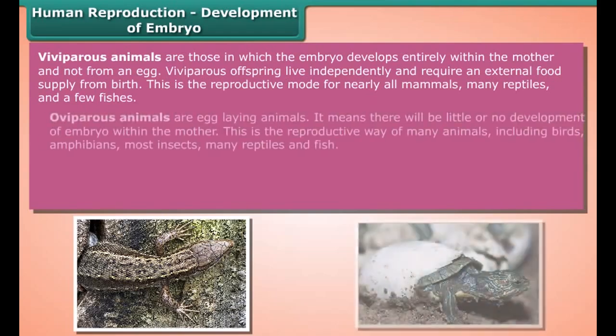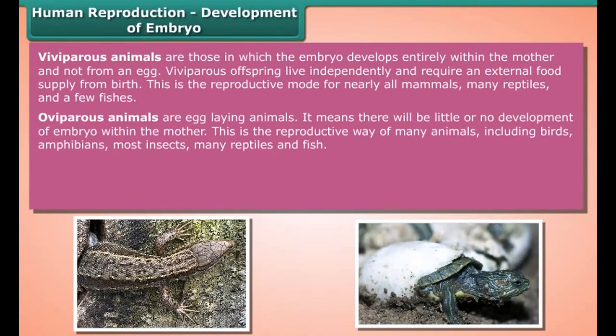Viviparous and oviparous animals. Similar to fertilization, development of an embryo may take place outside or inside the body of the parent. Accordingly, they are classified into oviparous and viviparous animals. Viviparous animals are those in which the embryo develops entirely within the mother and not from an egg.